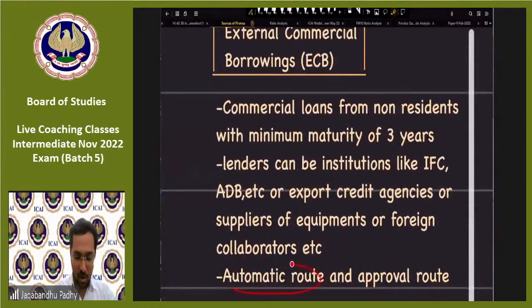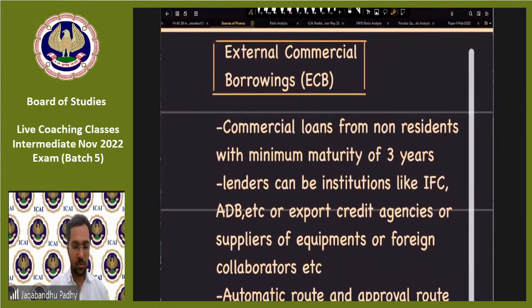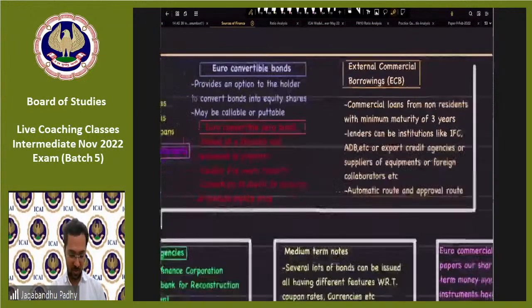And these are like the automatic route and the approval route. So both ways are possible. When you say you borrow with the automatic route, it means you can borrow money without taking approval of the Ministry of Finance. Approval route means there are certain cases in which you need to take approval from the Ministry of Finance. Okay, so that's what we mean by external commercial borrowings. These are borrowings from international institutions which provide you money for a minimum maturity of 3 years.